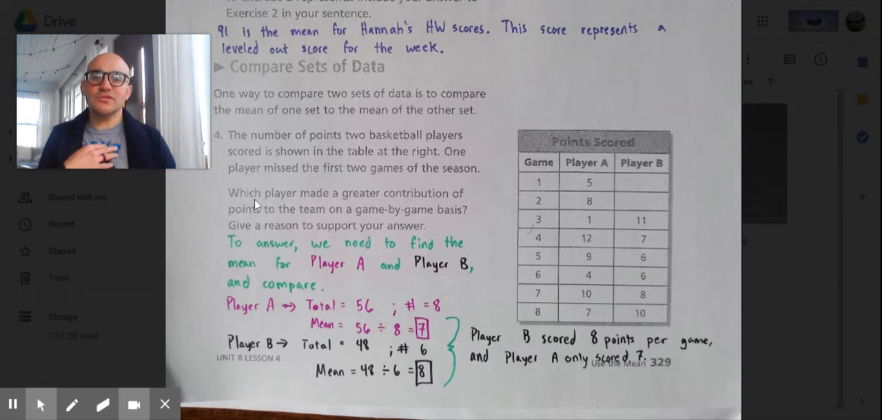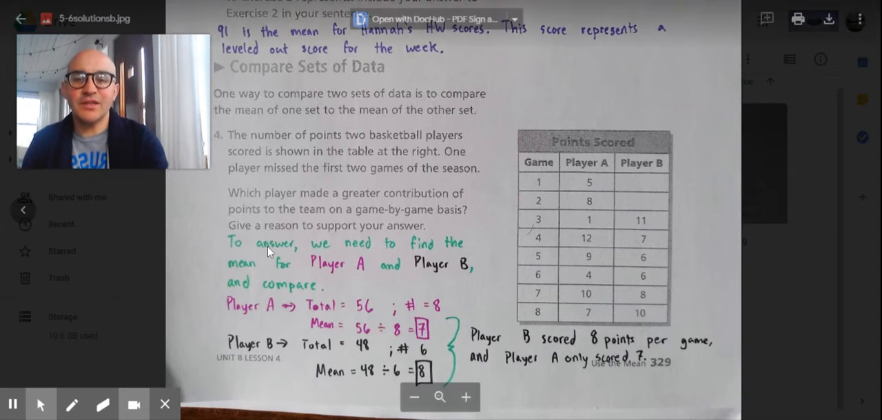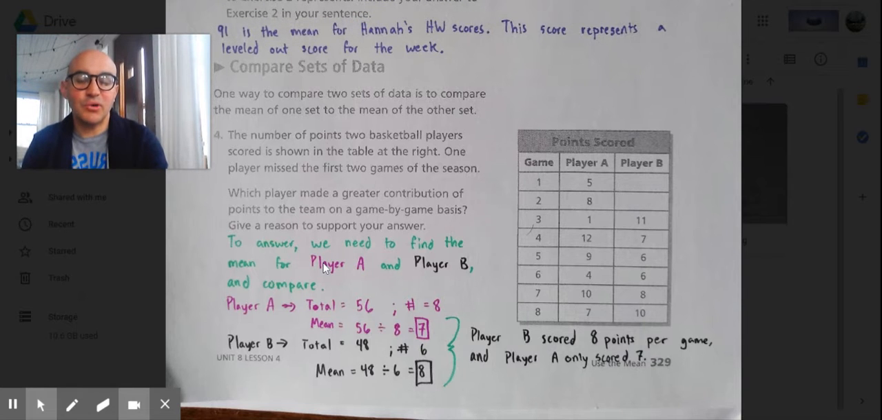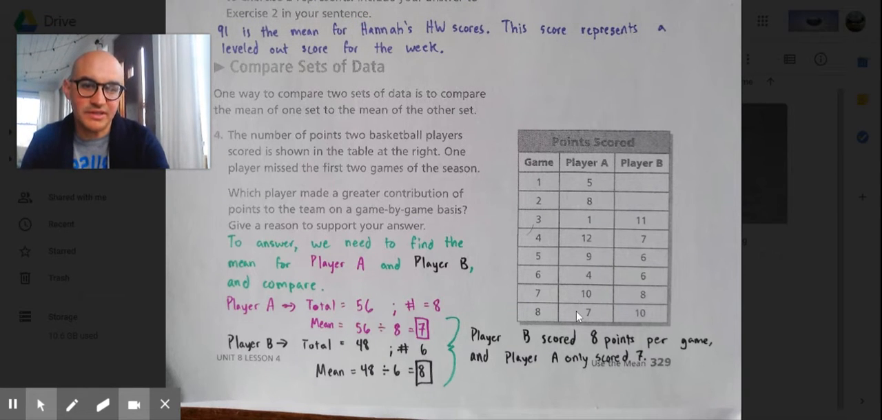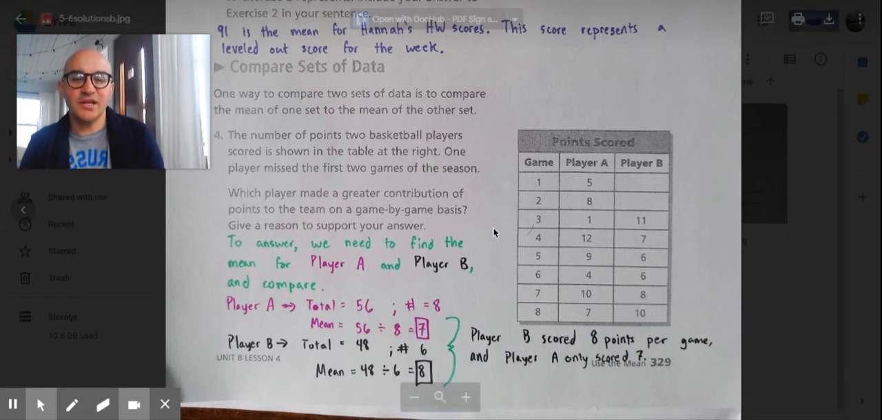What we've got to do is figure out which player made a greater contribution to the team on a game-by-game basis. It's important that we focus on game by game, because that should signal to your brain to find the mean for both player A and player B. Game by game is another way of saying if we leveled out the scores and gave each a points-per-game value, instead of all these variable numbers, then we could compare player A and player B quickly and say who has done more for their team. So let's do that.